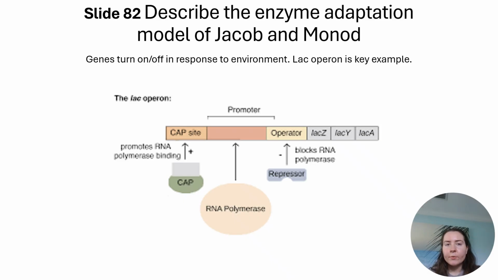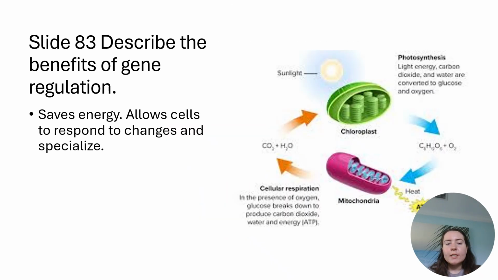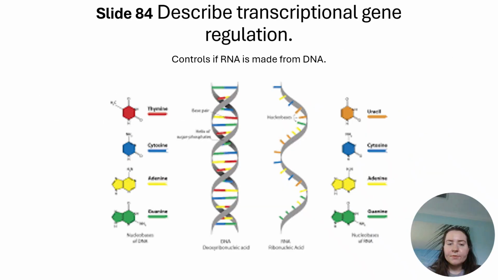there's the operon, how it all works together. 83. Describe the benefits of gene regulation. Saves energy, allows cells to respond to changes and specialize. You can see how they all work together.